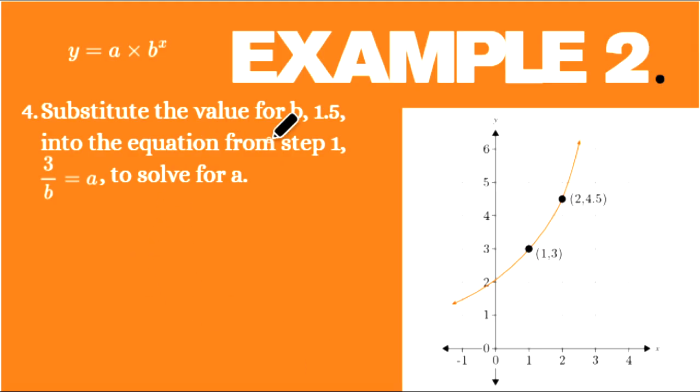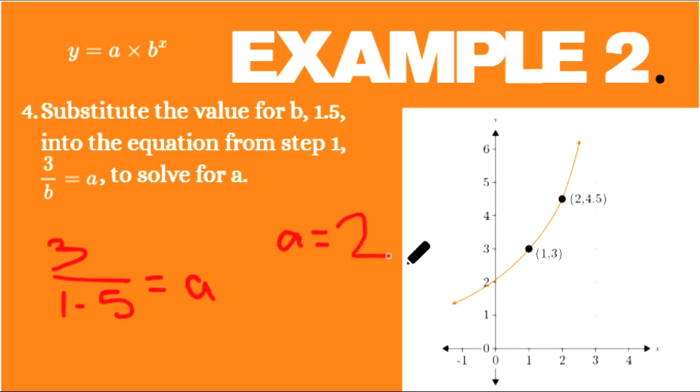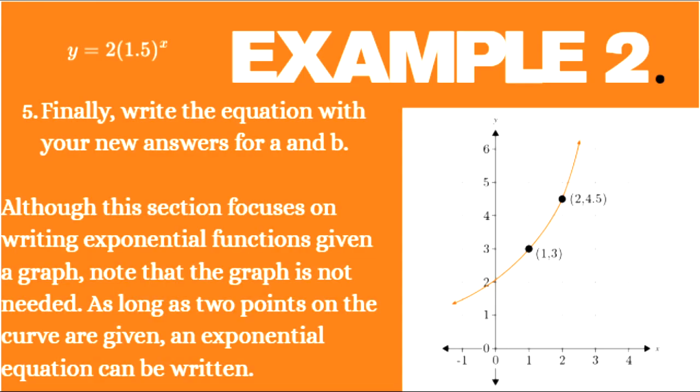So they want you to take b and put it into the equation from step 1 to solve for a. So if we have 3 over 1.5 is equal to a, then we'll grab our little calculator and go 3 divided by 1.5 is 2, so a is equal to 2. Sure, if you say so. There's nothing like this on the end, so don't worry. Finally, write the equation with your new answers for a and b, which is 2 times 1.5 raised to the power of x is equal to y.